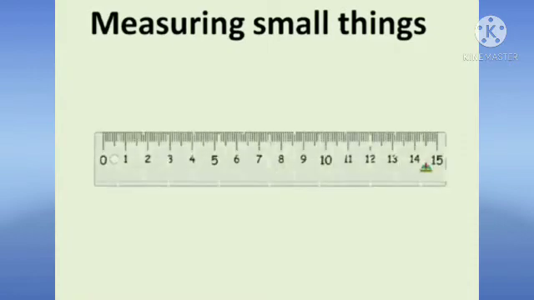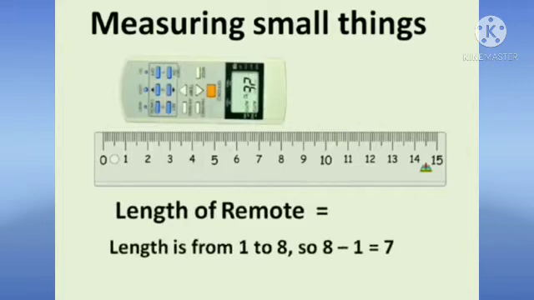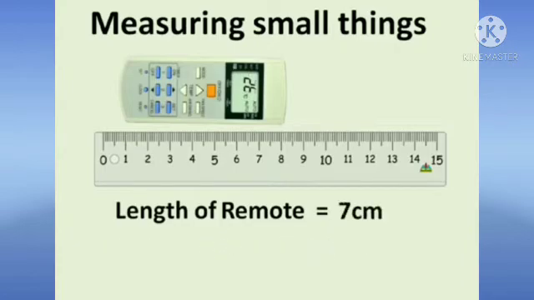Now let's measure the length of remote. Length starts from 1 to 8. So 8 minus 1 is equal to 7. So its length is 7 centimeter. And note here start point is 1, not 0. Hence we did 8 minus 1.